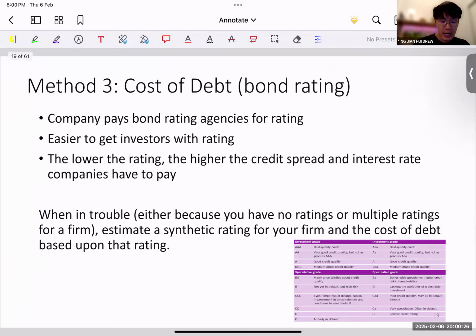Right. So method three, look at bond rating. Let's say the company wants to issue a debt instrument, a bond. Typically, they want to get the bond rated by agencies. In doing so, they can market the bond much easier. And so based on the rating from the agencies, we can determine the cost of debt based on the rating of the bond. Okay, lower rating, of course, more high risk bond.